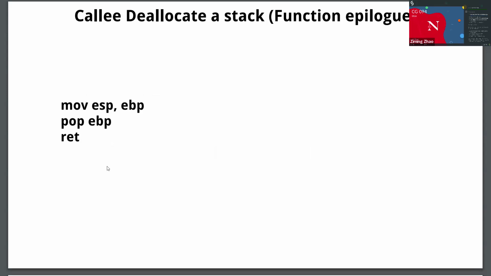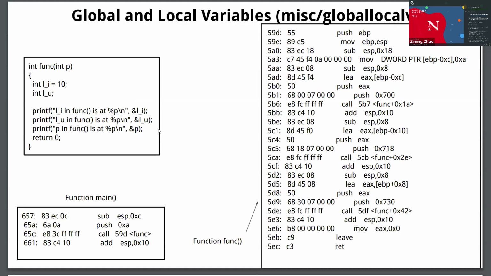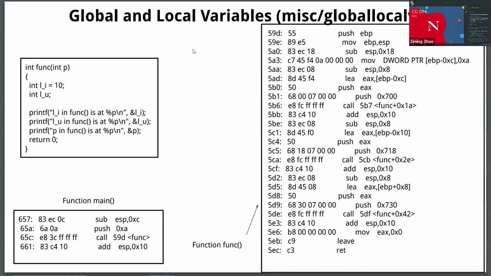The function epilogue also usually has three instructions. First, we move EBP to ESP. Then we pop EBP, then we return. We will skip this for now so we can see this example.